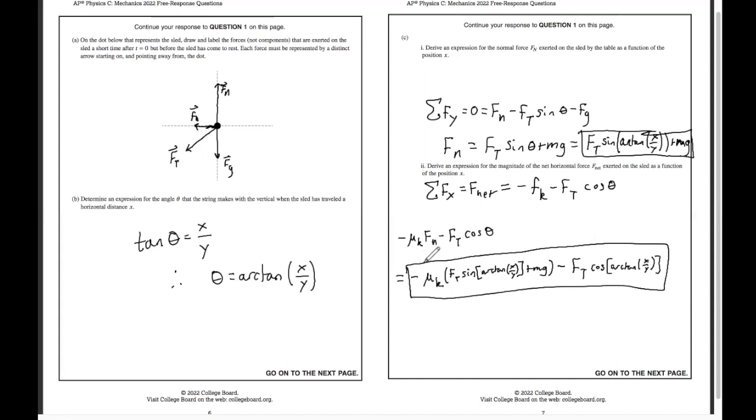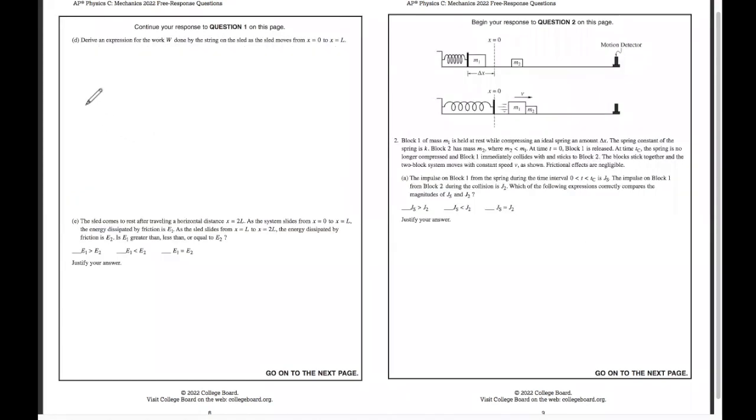Again, it's a pretty long expression. There are a couple of ways to simplify it down, but for the same reason, I'm not going to do that. All right, and so part D is asking us to derive an expression for the work done by the string on the sled as it moves from 0 to L. So we do know that work done is equal to force dotted with displacement.